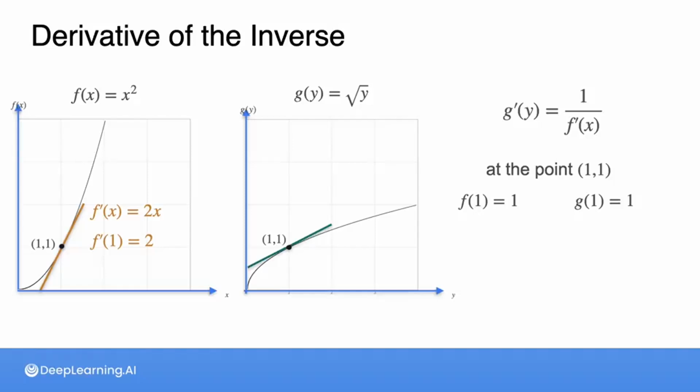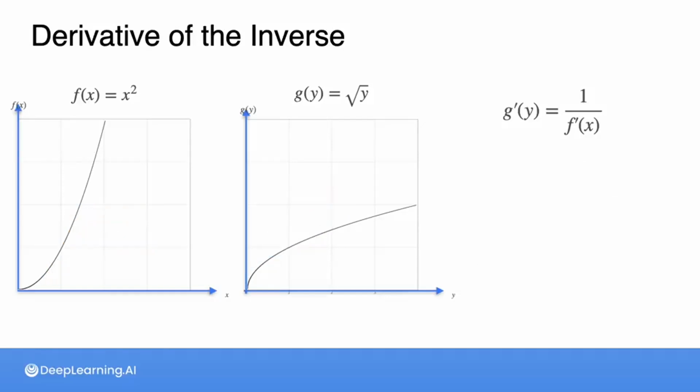Now let's take a look at the slope of the tangent on the right. g prime of y is what we want to find. We want to find the slope of that tangent. Well, since g prime of 1 is 1 over f prime of 1, then this is 1 over 2, which is a half. Therefore, a half is the slope of the tangent on the right. So it makes sense, right? If the slope of the tangent on the left, the orange one, is 2, then the slope of the tangent on the right is 1/2, the reciprocal of 2.